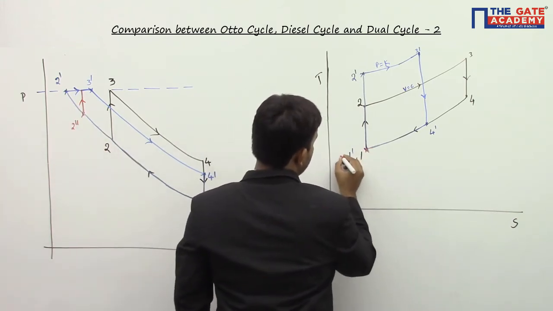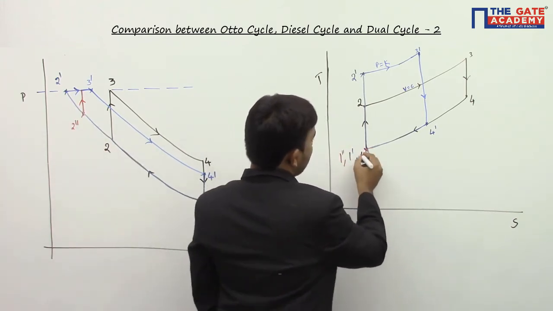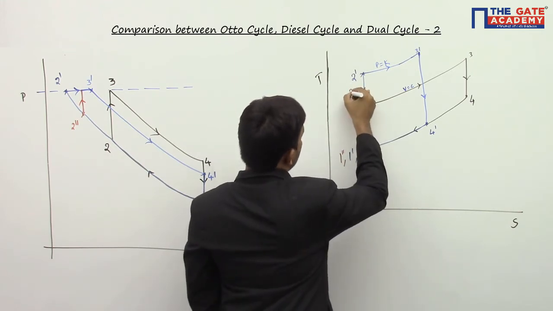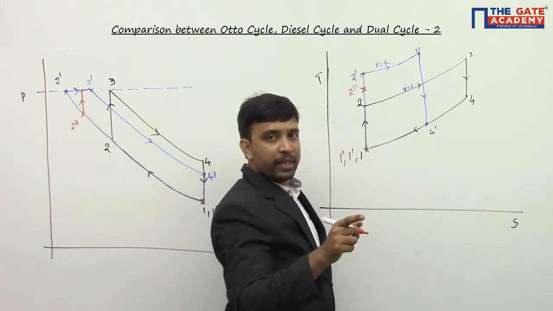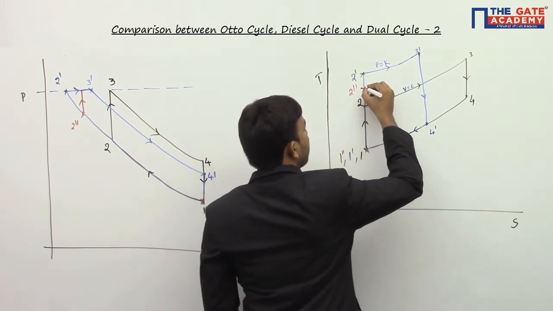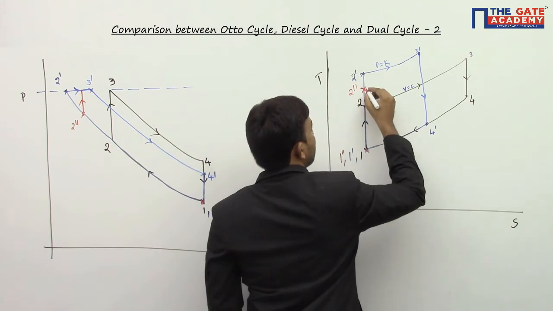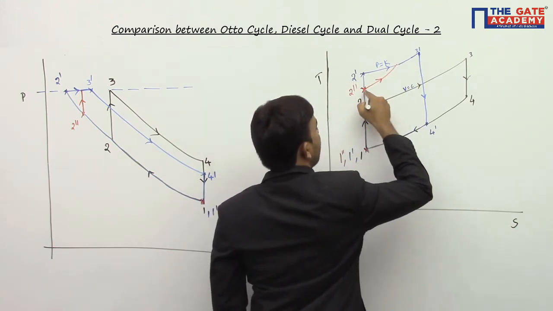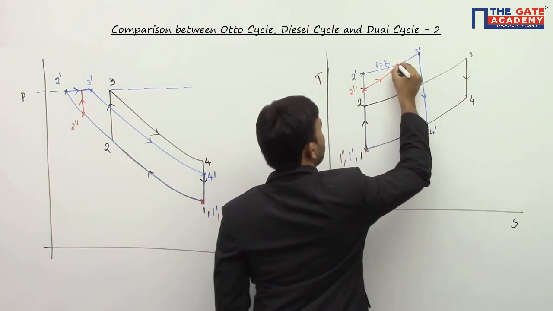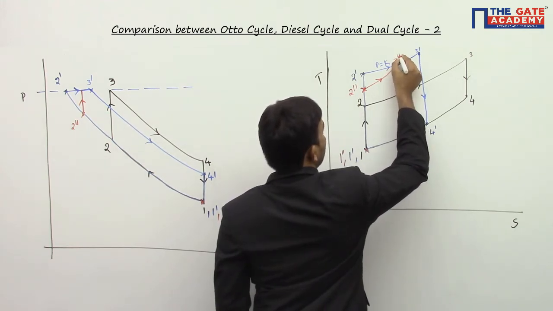Inlet conditions are the same, 1 double dash will lie here. So I go for the compression process such that 2 double dash is here. Once compression is done, I go for the constant volume heat addition process. The constant volume line is more vertical in comparison with the constant pressure line. Since this is more vertical, it will intersect this. So I go for constant volume heat addition till I reach maximum pressure. So this is 3 double dash.